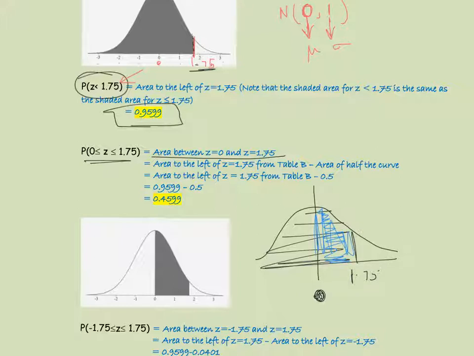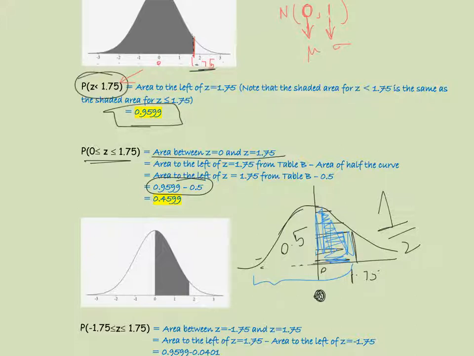So basically we find the entire area to the left of 1.75, and then we get rid of the area to the left of 0, and the total area that we get rid of is 0.5. So that's 0.9599 minus 0.5. The reason why this area is 0.5 is because the total area is 1, and half of it would be 1 over 2, which is 0.5.